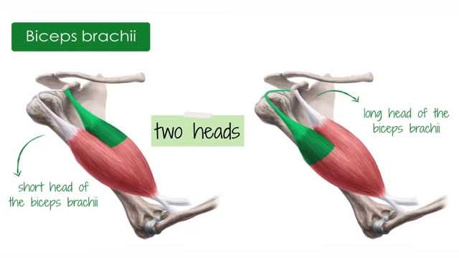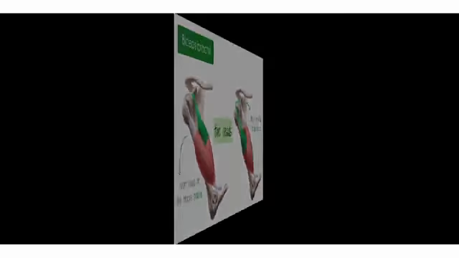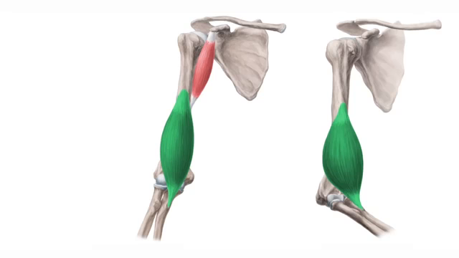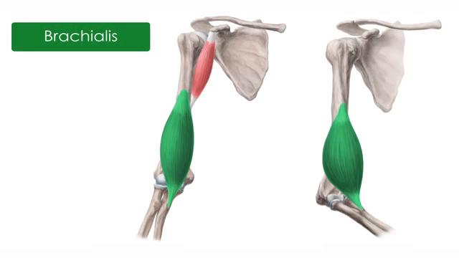Now let's move on to the second one on our list, this muscle here that you see highlighted on both of these images in green. On the left side of this image, it's found in its relaxed position, while on the right side is where you see it contracted. Now can you guess what this muscle is? Well, it is indeed the brachialis muscle.